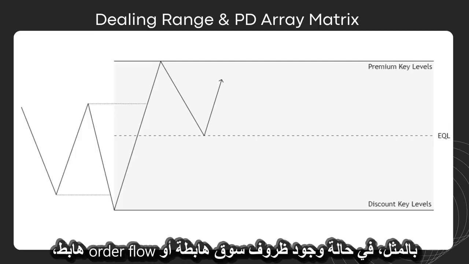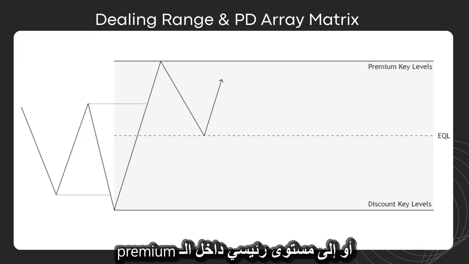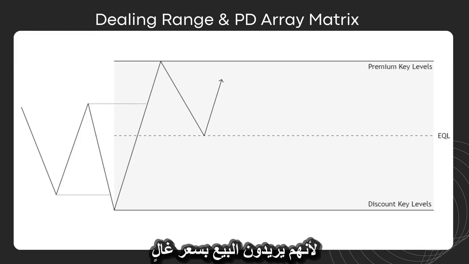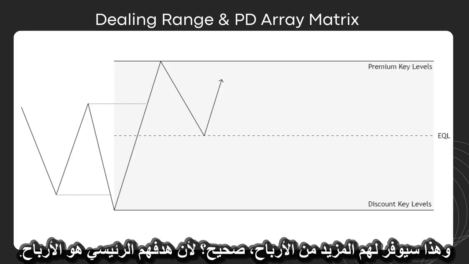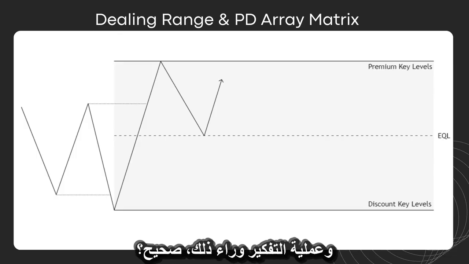Similarly, in a case of a bearish market condition or bearish order flow, the algo or the market maker tends to retrace price to a premium region or to a key level inside the premium or near the equilibrium before moving lower, because they want to sell at an expensive or a premium price that will offer them more profits, because their main objective is profits. And that's the basic analogy and thought process behind it.